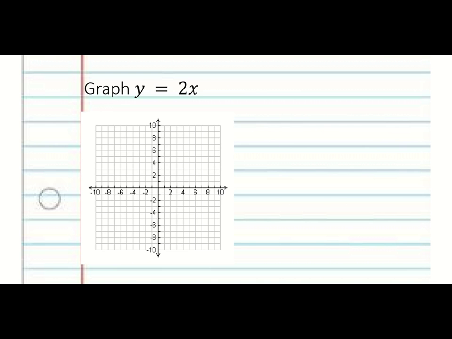Our third example, we want to graph y equals 2x. So again, we need to start by identifying our slope of the line, which in this case is 2 because that is the coefficient in front of x, and by identifying our y-intercept of the line, which in this case there's nothing being added or subtracted, so we can assume that there's a 0 there because 0 means nothing. So our y-intercept would be at the point (0, 0).